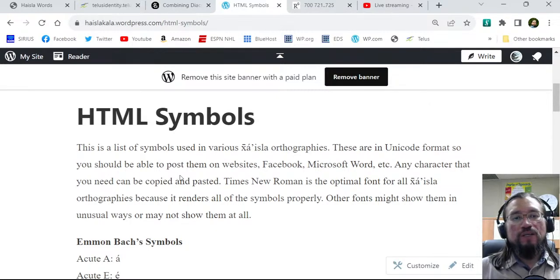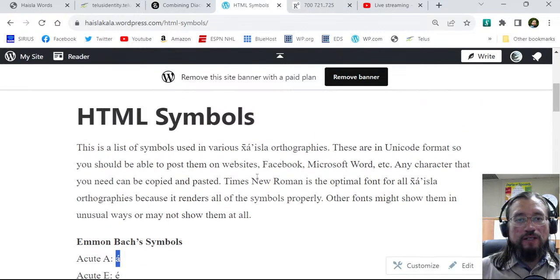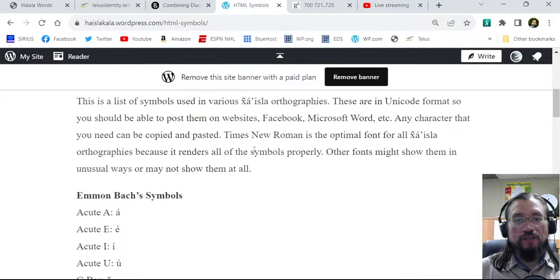This is a list of symbols used in various Isla orthographies. These are in Unicode format, so you should be able to post them on websites. You can copy and paste these symbols and post them on websites or on Facebook or in Microsoft Word. Anything like that. Any character that you need can be copied and pasted from here.